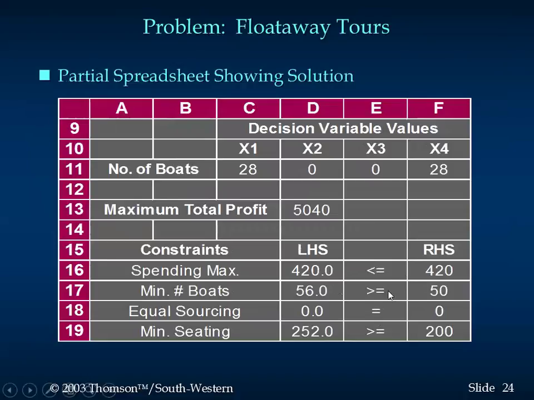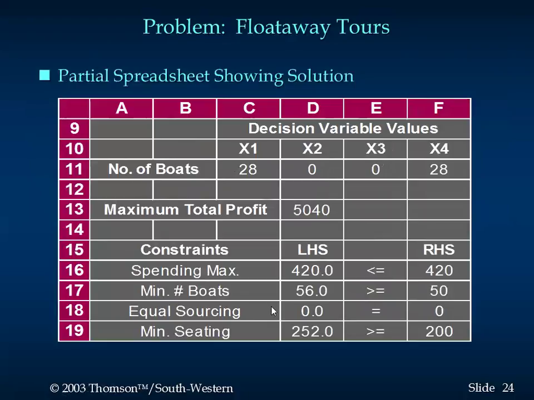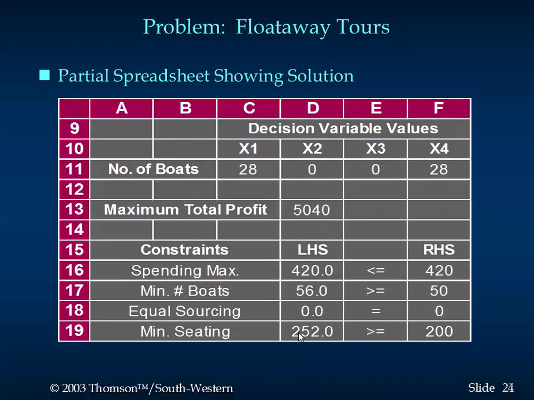So we're already exceeding the number of boats. We wanted 50, but we're buying 56. The next one is binding, which is equal sourcing. If we disturb that, if we buy one more from the other side, then our profit will actually decrease. And we've gone in excess of the minimum seating by 52. We wanted a minimum of 200, and we're actually getting 252 seats.